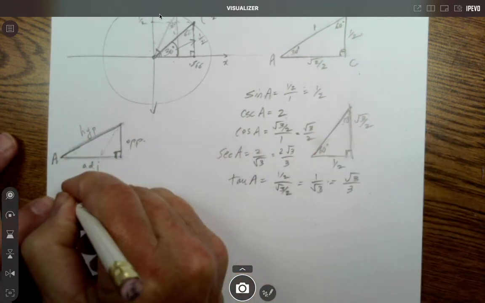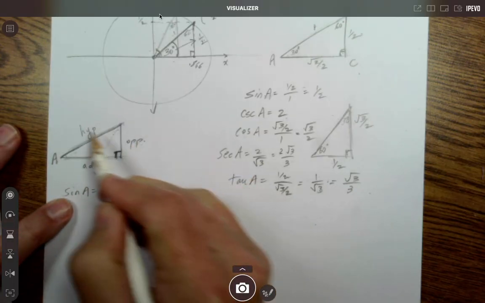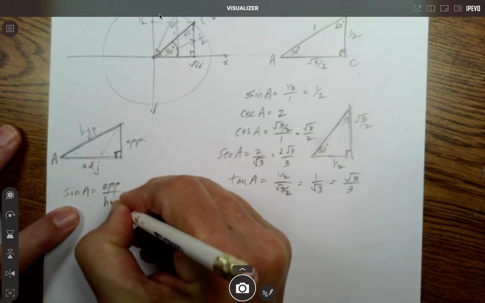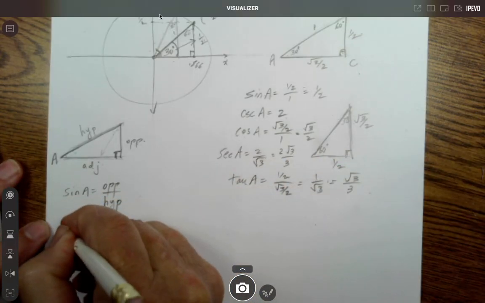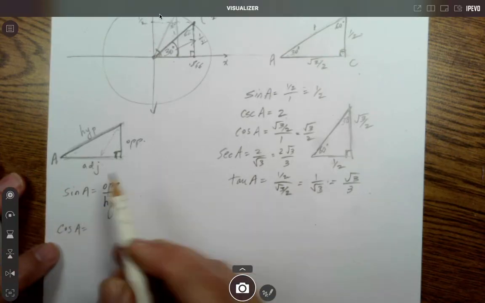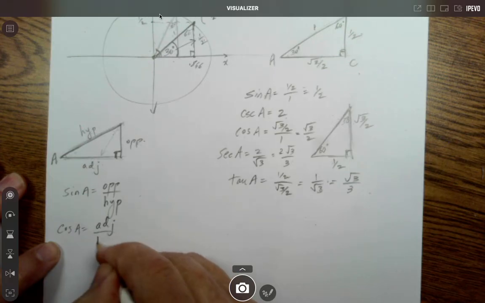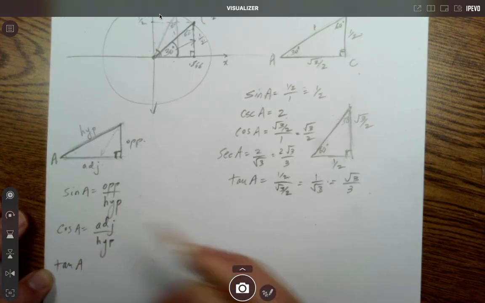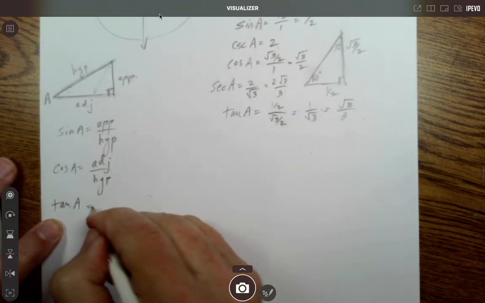Then the formulas are as follows. The sine of A is equal to opposite over hypotenuse. The cosine of A is adjacent over hypotenuse. And the tangent of A is opposite over adjacent.